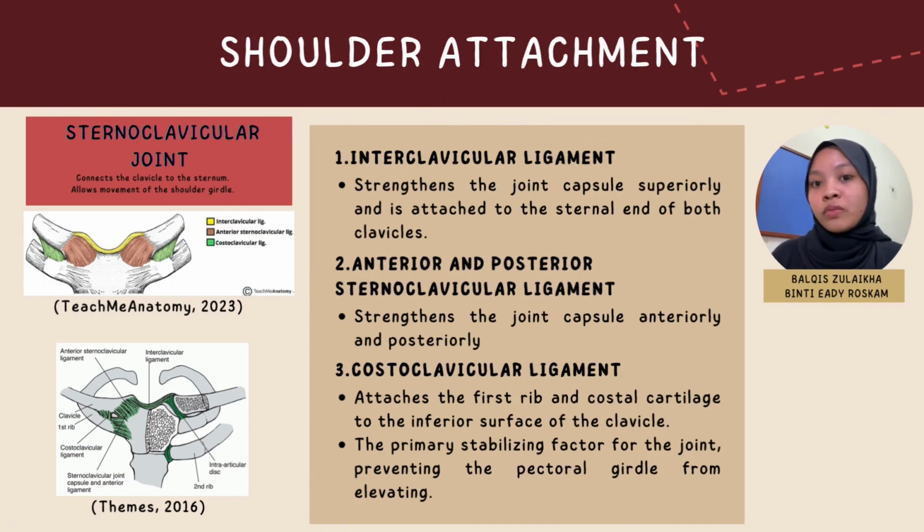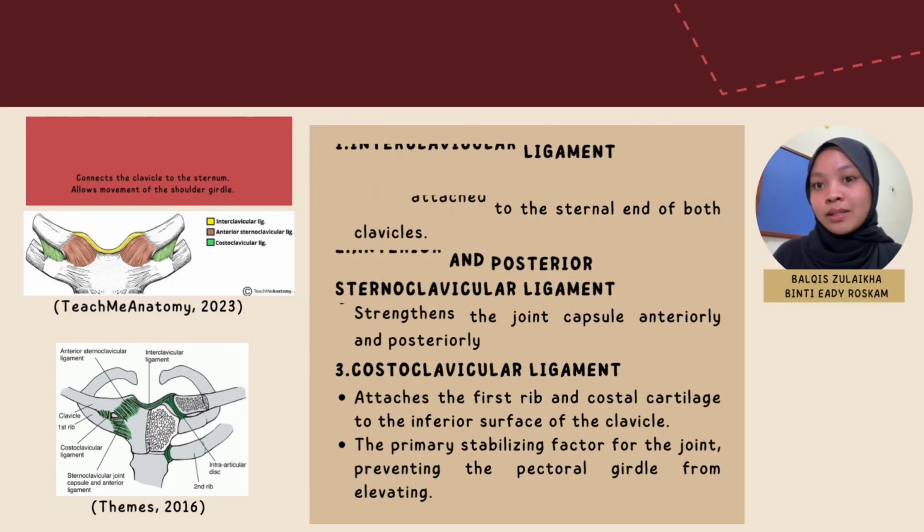And the last part of the sternoclavicular joint, the costoclavicular ligament, helps attach the first rib and costal cartilage to the inferior surface of the clavicle. This ligament is also considered a primary stabilizing factor for the joint, also preventing elevation of the pectoral girdle.